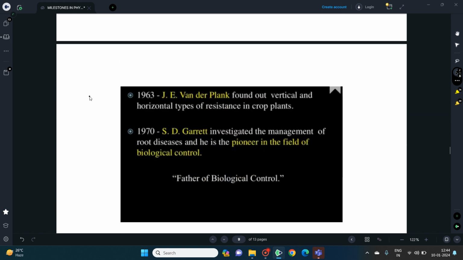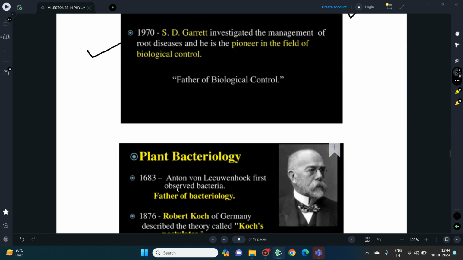In 1963, Van der Plank found vertical and horizontal types of resistance in crop plants regarding disease resistance. In 1970, Garrett investigated the management of root diseases, and he is the pioneer of the field of biological control, the father of biological control. That's all about the history of mycology.